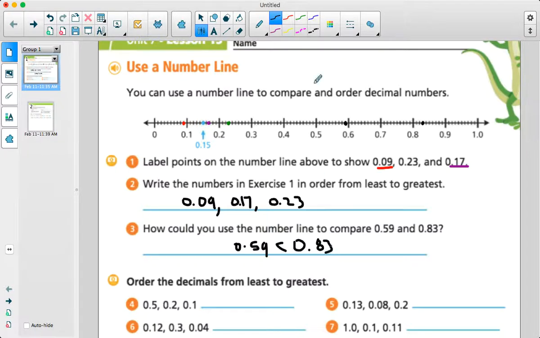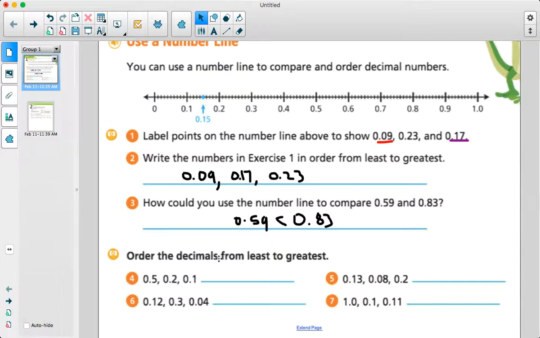All right. And then it wants us on these next questions here. I'm going to erase all my dots in my line. On the next questions here, it says order the decimals from least to greatest. They want us to use this number line. Now, soon I'm going to show you another way that you could do this, but I'm going to use my number line. And I'm just going to go ahead and mark out all these points.